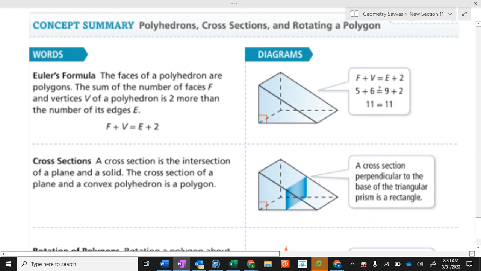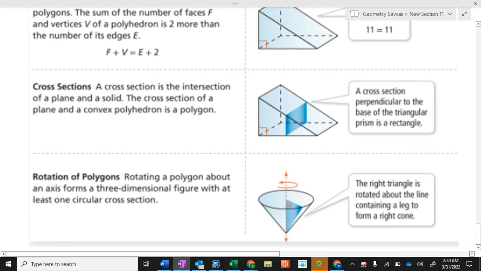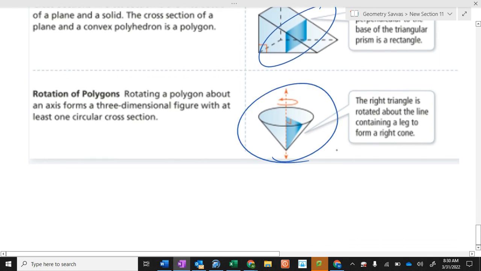Okay? So, what we're doing today is we're using the formula F plus V equals E plus 2 to figure out either the number of faces, the number of vertices, or the number of edges. We're slicing through things to see what the cross section will be, and then we're rotating things.